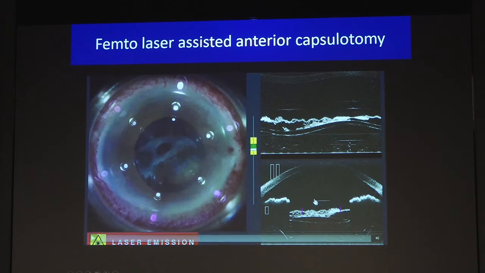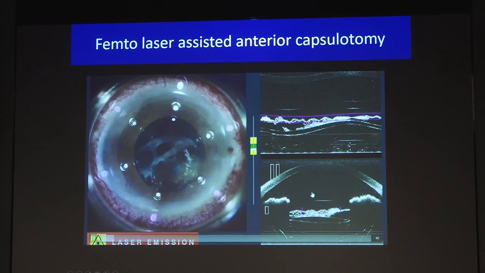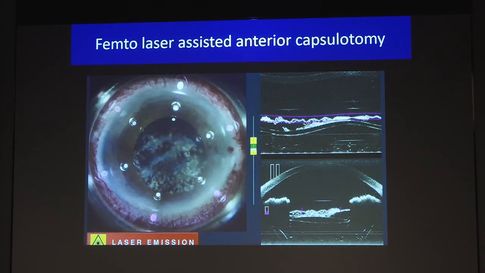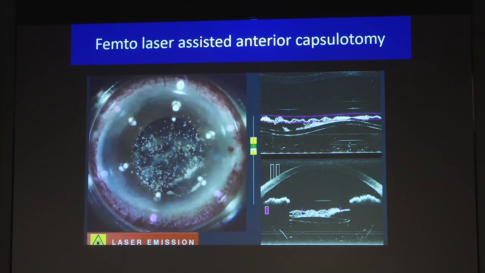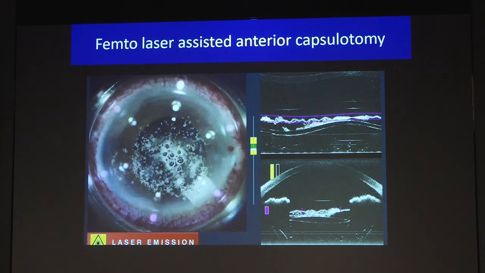Sometimes you can use a femto laser to relax this anterior capsule. The femto laser is being applied to relax the capsular phimosis, and this is the incision being applied. So if you have access to the femto laser, definitely femto laser anterior capsulotomy is also an option.